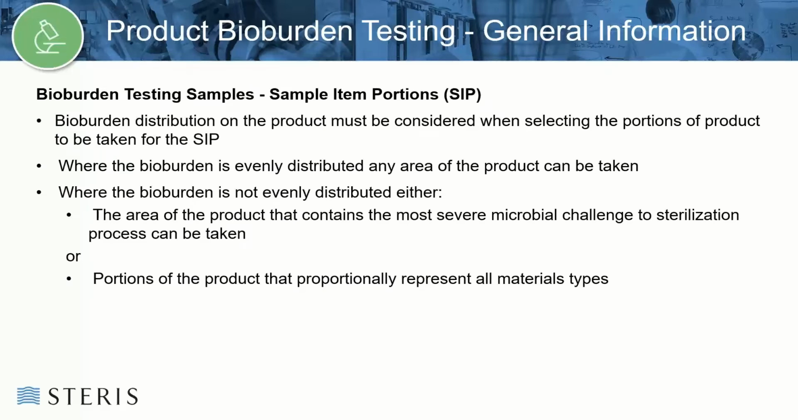When selecting the sample item portions to be taken, the product must be considered. Where the bioburden is evenly distributed, any area of the product can be taken. Where the bioburden is not evenly distributed, either the area of the product that contains the most severe microbial challenge to the sterilization process can be taken, or portions of the product that proportionally represent all materials can be taken.